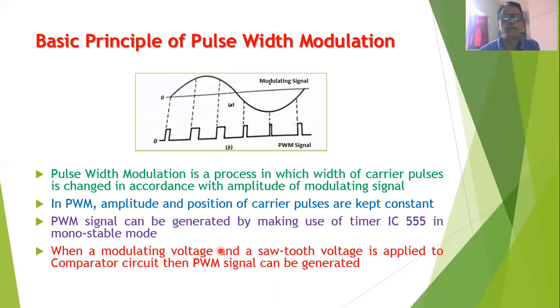Pulse width modulation works on the principle that whenever a modulating signal and a sawtooth signal are applied to a comparator circuit, we can generate the pulse width modulation signal. That is, the PWM signal can be easily generated by using a comparator circuit, because this comparator circuit compares the modulating voltage and the sawtooth voltage, by which it is possible to generate the PWM pulses.